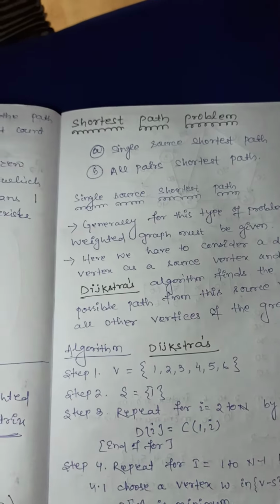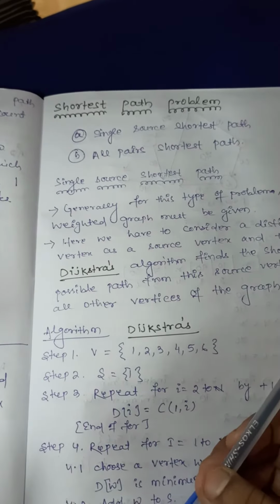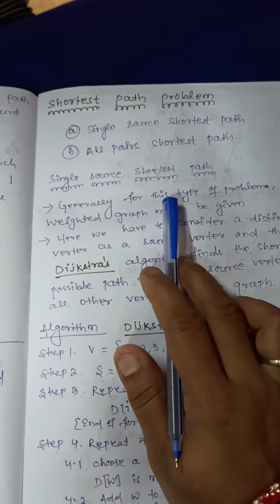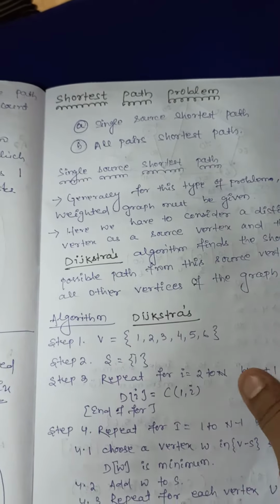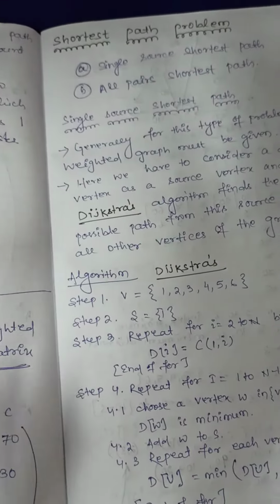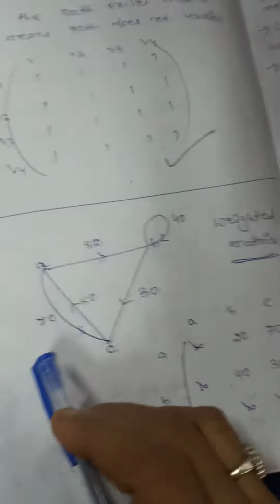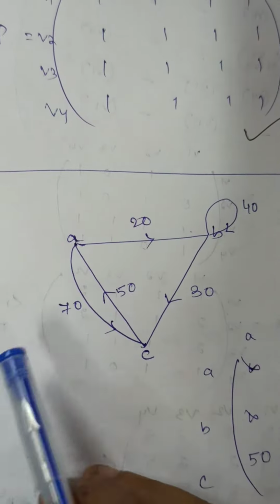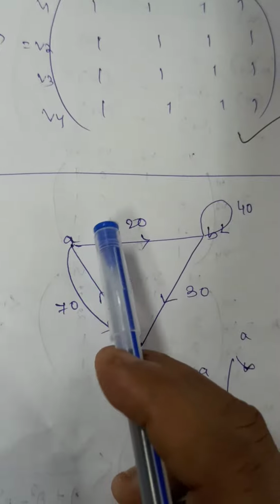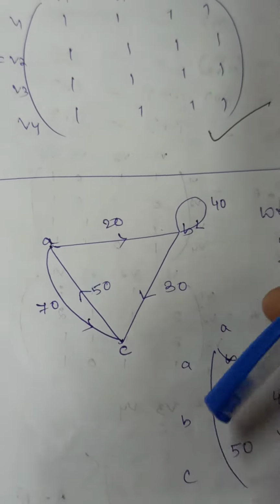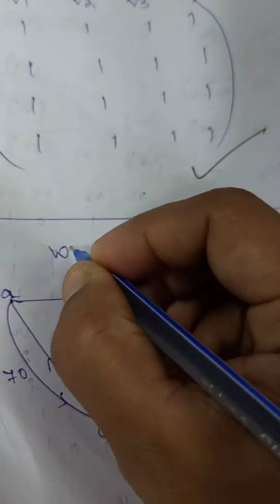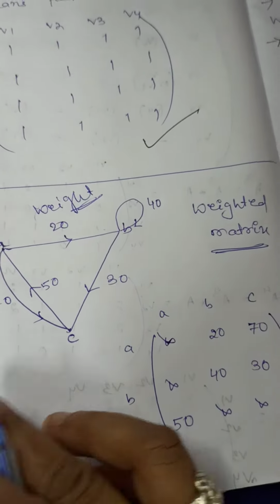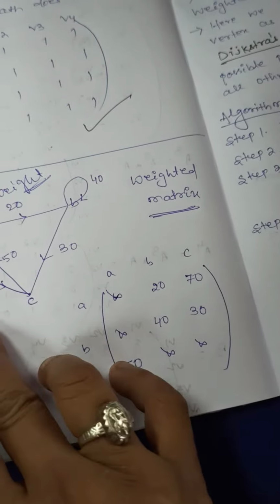So now we will talk about the single source shortest path, where generally for single source shortest path we must need a weighted graph. Let's take an example like this one. Here there is a graph which contains 3 vertices and each edge is assigned a particular value. That value is known as a weight or cost or distance.